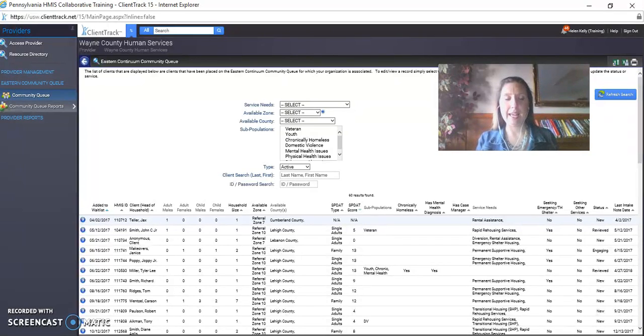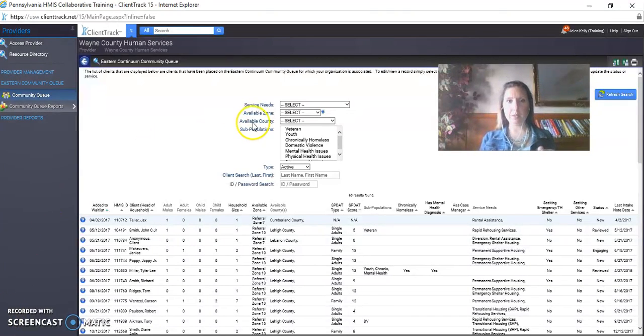And today I just want to take a couple of minutes, hopefully less than 10, to show you how to make sense of the community queue and really utilize the filters and the sorting mechanism so that you see how to access the information that you need to serve those who need the help the most and fill your beds and vacancies in the quickest way possible.